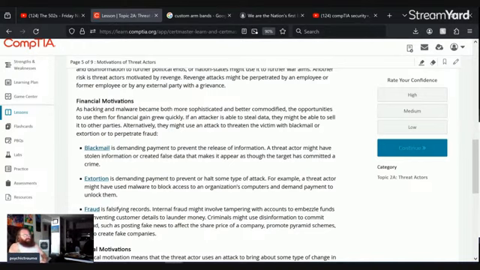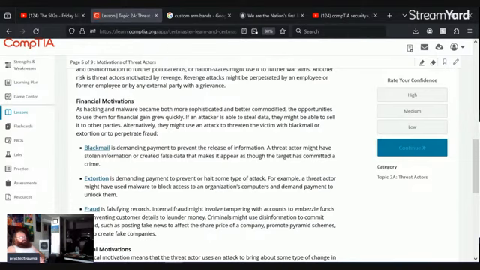Blackmail is demanding payment to prevent the release of information. A threat actor might have stolen information or created false data that makes it appear as though the target has committed a crime. Extortion is demanding payment to prevent or halt some type of attack. For example, a threat actor might have used malware to block access to an organization's computers and demand payment to unlock them. Fraud is falsifying records.